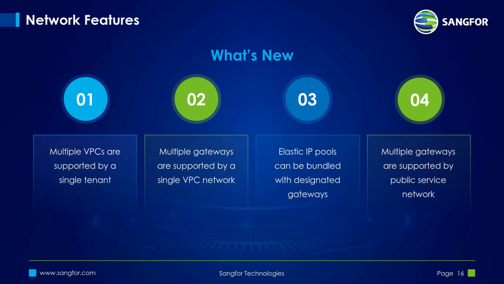And there is a bunch of new network features for SCP. Previously, on SCP, the network part was quite fixed. You can deploy tenants, but one tenant can only have one VPC. Now inside a tenant, you can have multiple VPCs. And in terms of gateways, you are able to deploy multiple network gateways for a single VPC. And those gateways can be bundled with elastic IP pools so that your workloads are able to be routed to the external world. And also multiple gateways are supported by a public service network. So the network configuration and deployment on the new version of SCP becomes more flexible.